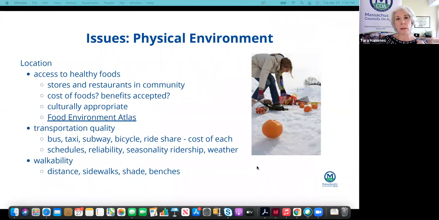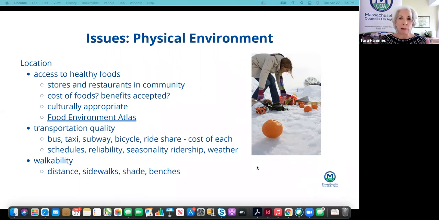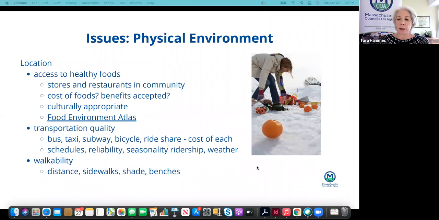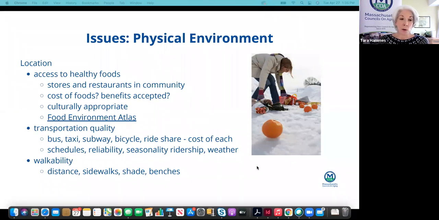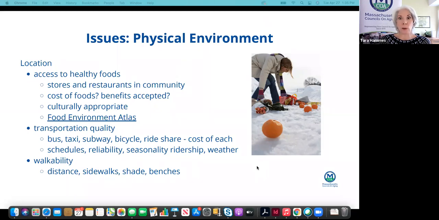All right. Transportation quality, I would say, is the biggest barrier as a dietitian for folks who don't have a car, don't have a reliable car, have to rely on a bus, which may or may not have a reliable schedule, which may have a schedule that has changed due to the pandemic and the frequency. Taxis are expensive. Are there ride shares available? Is there a subway available? Do you need to use a bicycle? Do you need to rely on somebody else?